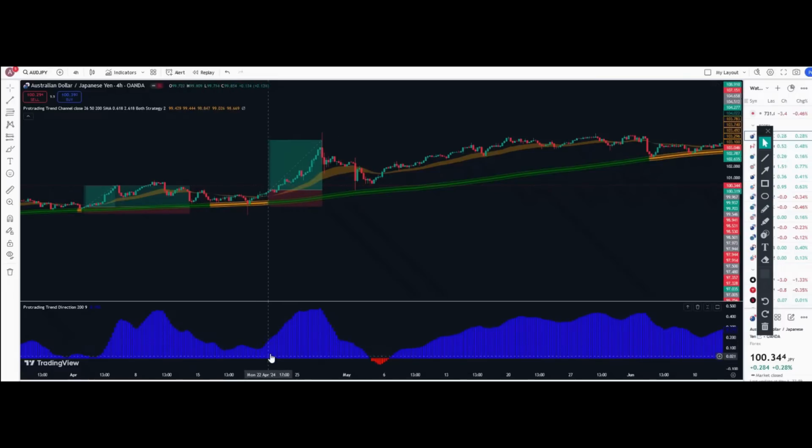And we come down here, we see that the pro trading trend direction is telling us that we are still in a strong buy market. So at the close of this candle, which gives us the signal, we open our buy trade and our stop loss slightly below this channel. And you see we are targeting 1:3, and here we hit our profit.